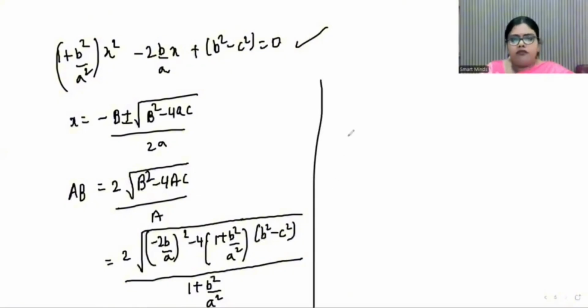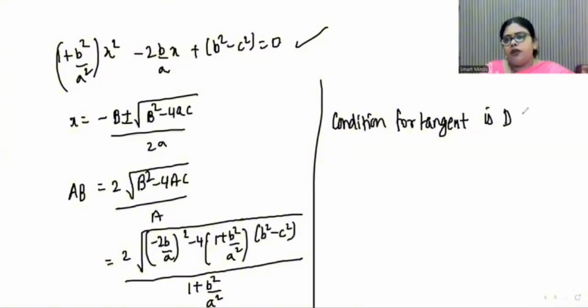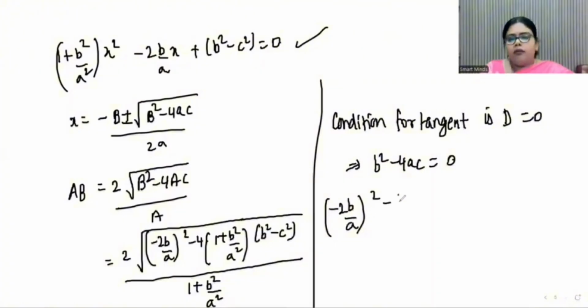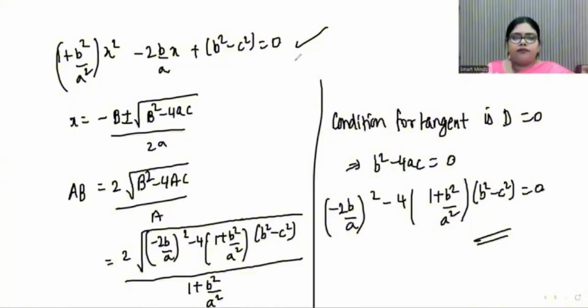Now what is the condition for tangency? The condition for tangent is that the discriminant should be equal to 0. What is the discriminant? b square minus 4ac is equal to 0. Now this leads to minus 2b by a whole square minus 4 into 1 plus b square by a square into b square minus c square is equal to 0. This is the required condition.